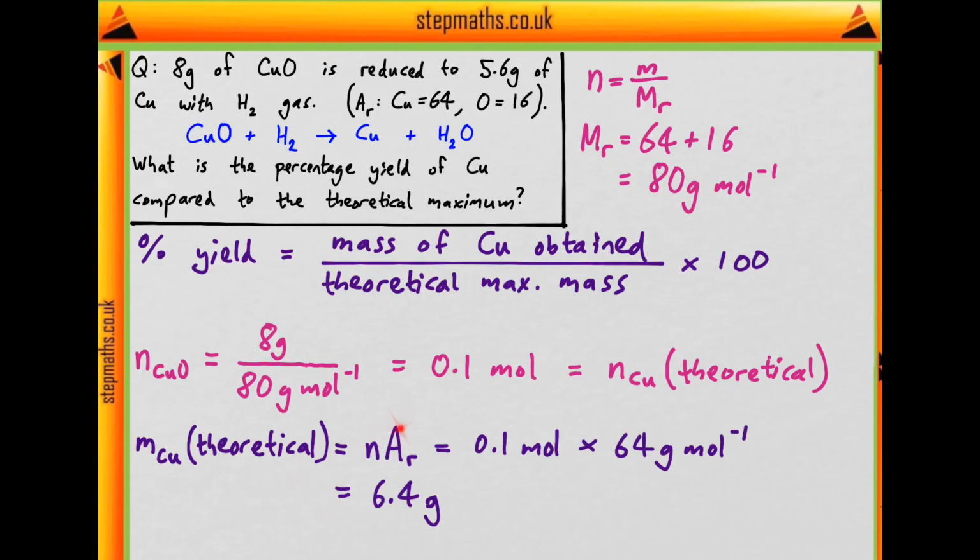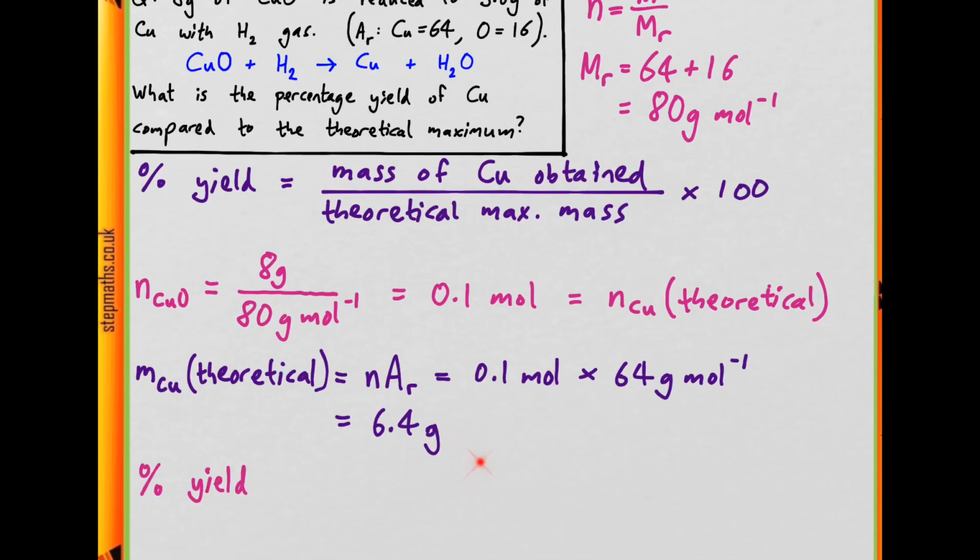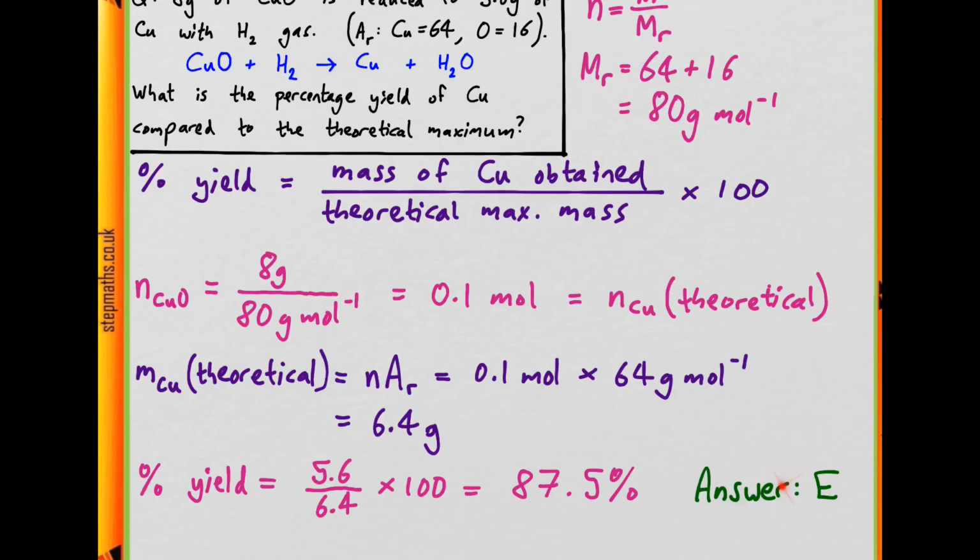So we have the numbers that we need. We have the mass that we obtain, that's this 5.6, and our theoretical maximum mass, which is 6.4. So let's plug the numbers in. We get, for our percentage yield, 5.6 divided by 6.4. Don't forget the times 100. So what would this be? Well, what's 56 over 64? So this is 7/8. Then what's 7/8 of 100? Well, we know 1/8 is 12.5, so 7/8 will be 87.5%. So this is our final answer of our percentage yield of copper. So this corresponds on the question paper to answer E.